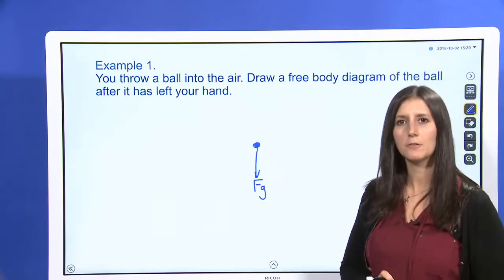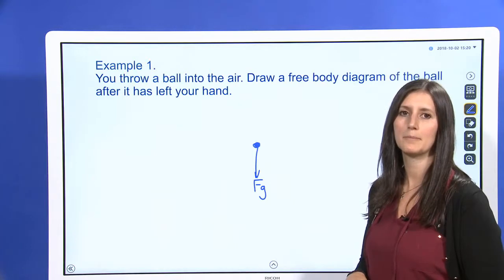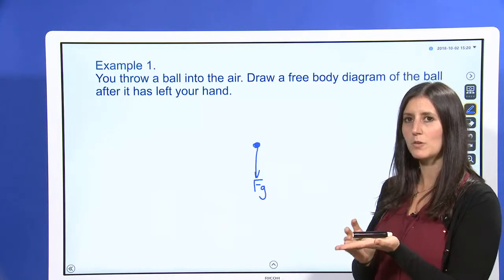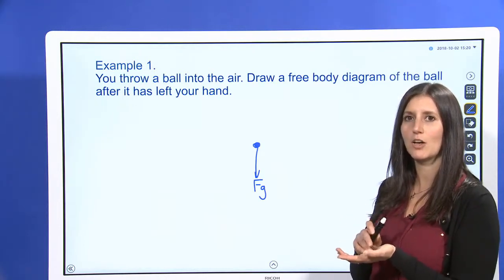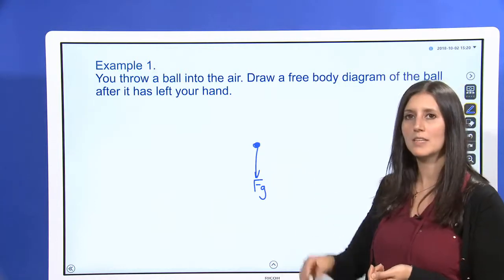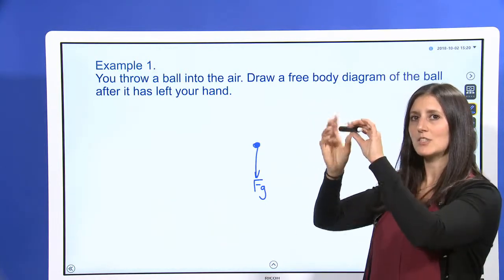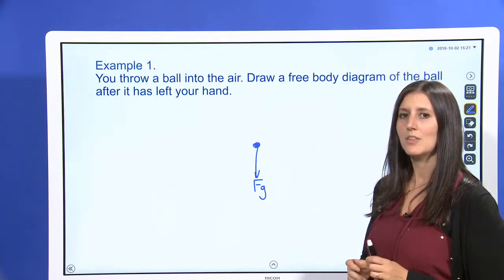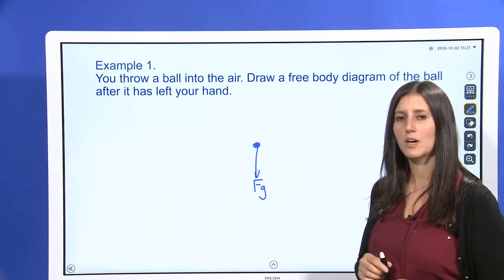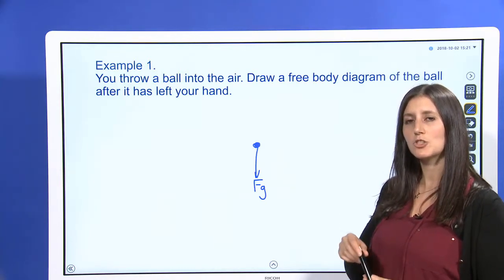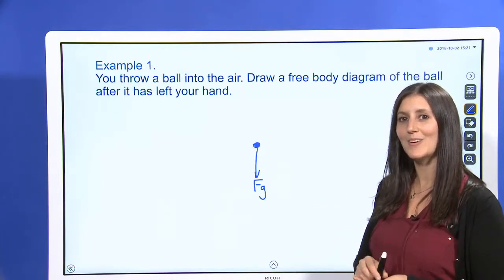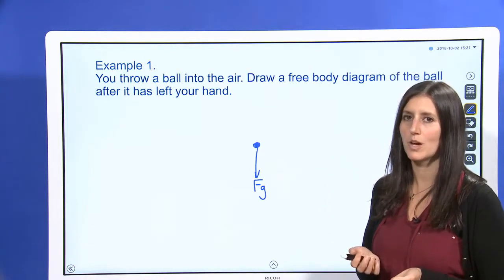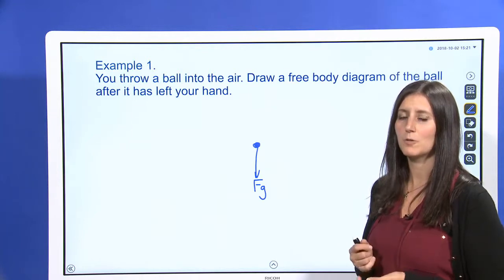Okay, now let's go through all the other forces and see if any of those exist in this diagram. The next force was the normal force. The normal force only exists if our object is on a surface. So when we throw a ball into the air and it's in the air, there is no surface underneath that ball, so there would be no normal force. The next force that we talked about was the force of tension. If we have a string or a rope pulling our ball or any object, then we would include it. But in this case, there is no string or rope, so we're not going to include it. We also talked about the force of friction.